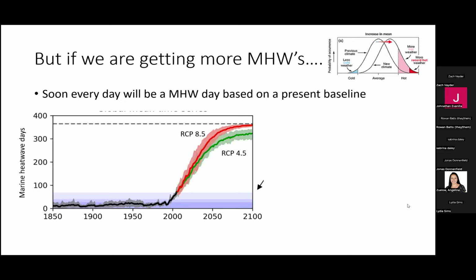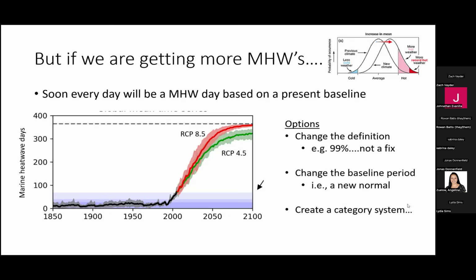But here's the problem that people have pointed out. If you're using a common baseline to explain marine heat waves and define them, and the planet and the ocean are also getting hotter, pretty soon every day would be a marine heat wave day. And so is that a useful term? Is that a useful description if every day is a marine heat wave day? For example, this analysis here showed that by the year 2050, you'd have almost 300 days of marine heat wave in some parts of the ocean.